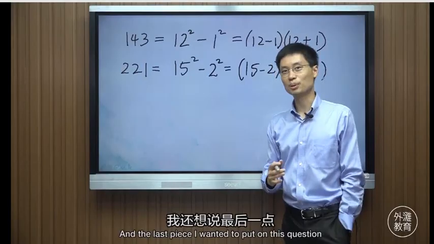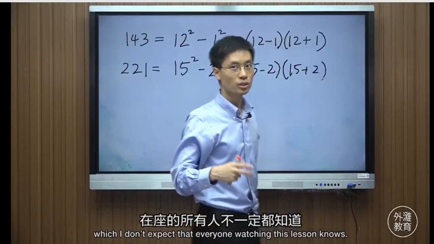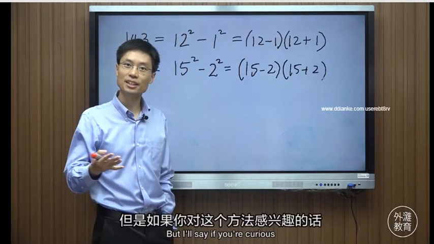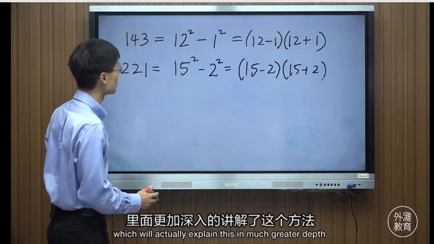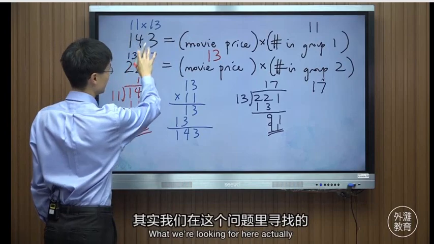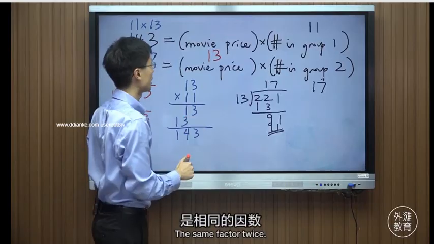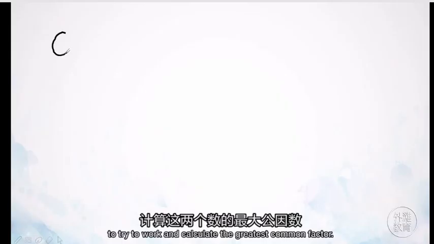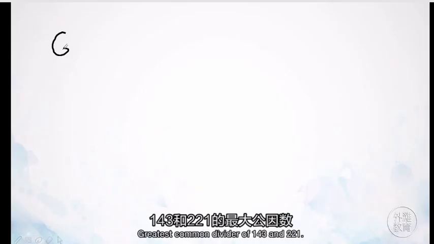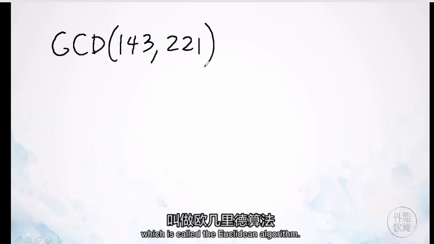And the last piece I wanted to put on this question is actually there's an even deeper way you can do this, which I don't expect that everyone watching this lesson knows, but if you're curious, there's a class on number theory, which would actually explain this in much greater depth. What we are looking for here actually is a common factor between 143 and 221, the same factor twice. So it's actually very useful to try to calculate the greatest common factor, greatest common divisor of 143 and 221.